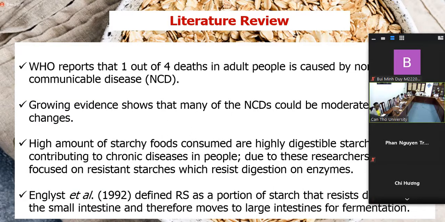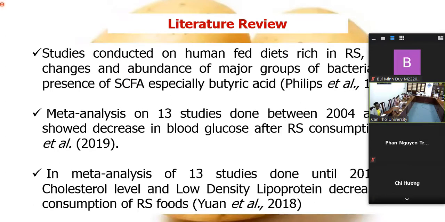in the small intestine, English et al. in 1982 defined resistant starch as a portion of starch that resists digestion in the small intestines, and therefore it moves to the large intestines where fermentation can take place.